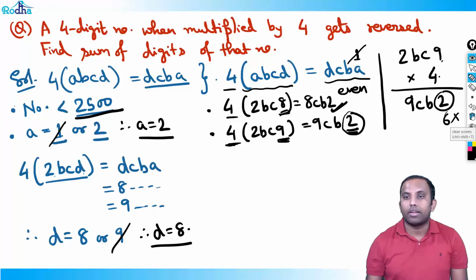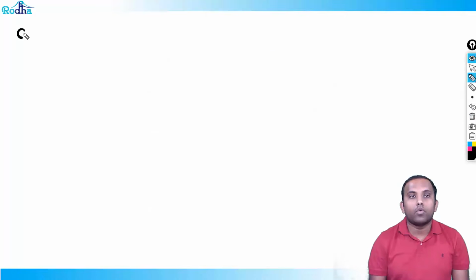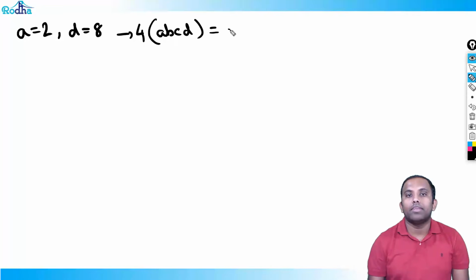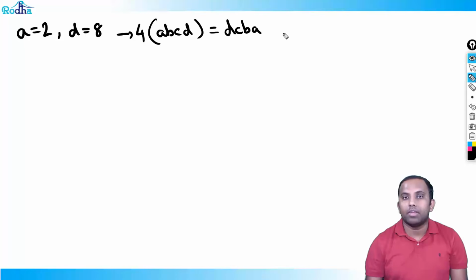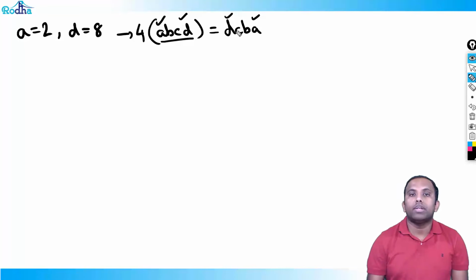Okay, now let me go to the next slide. So for sure A equal to 2 and D equal to 8. And the number was ABCD, into 4 becomes DCBA. And A equal to 2 and D equal to 8, right? So we got the extreme digits now. We won't spend much time on hit and trial for C and B, because C and B can be anything between 0 to 9. So you have to put some time for this number to satisfy or not, right? Since we got two variables, it's now a two variable equation.